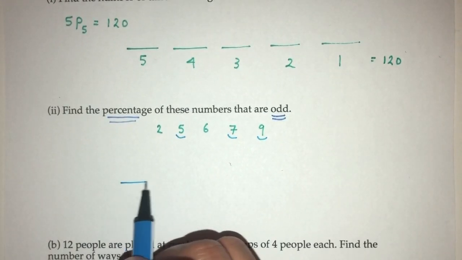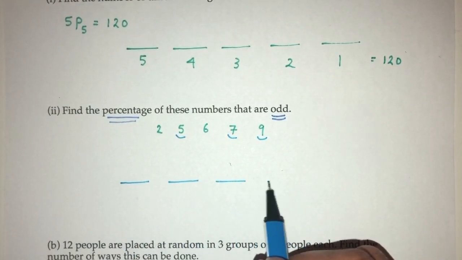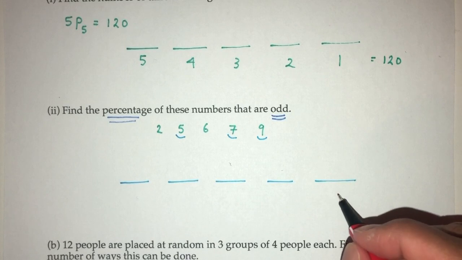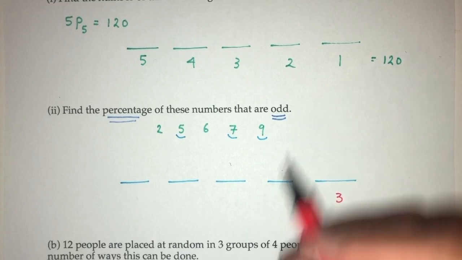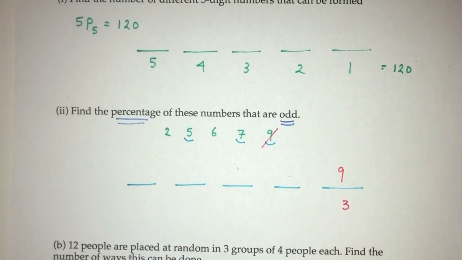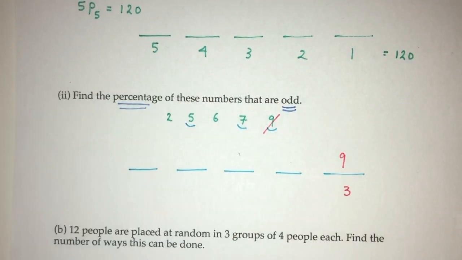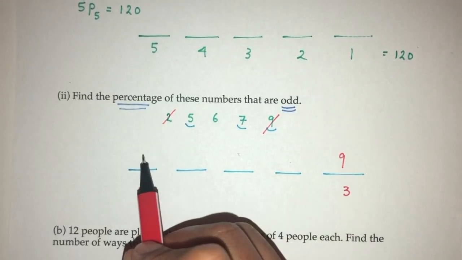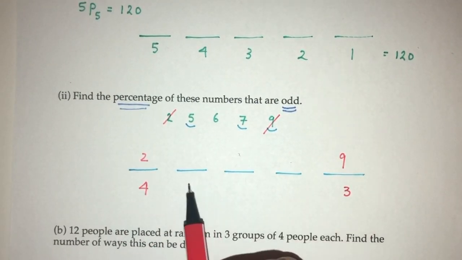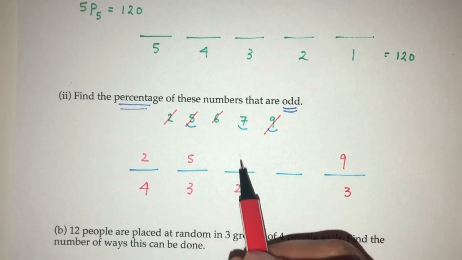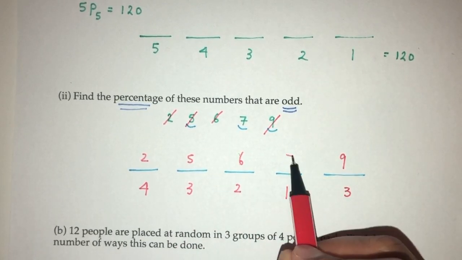Again, we are trying to form a 5-digit number, so 5 spaces. Now, for the number to be odd, it has to end with an odd number. So we have 3 ways of ending the number. Let's say we end with 9. Now for the rest, there's no condition. We can choose from any of those. So we have 4 options. Let's say I choose 2. Then we have 3 options. Let's say I choose 5. 2 options. Let's say I choose 6. And finally, 1 option. Let's say I choose 7.